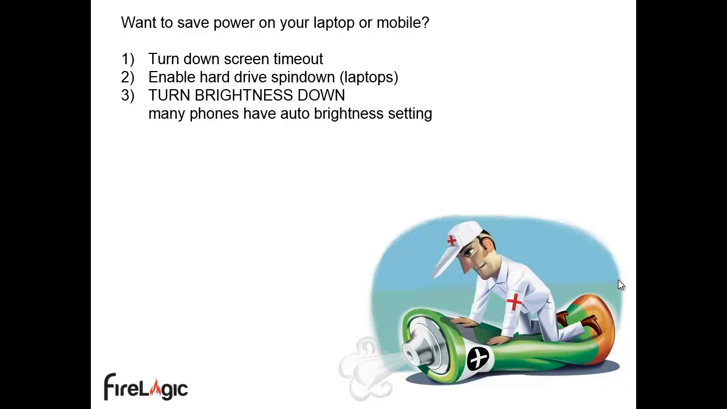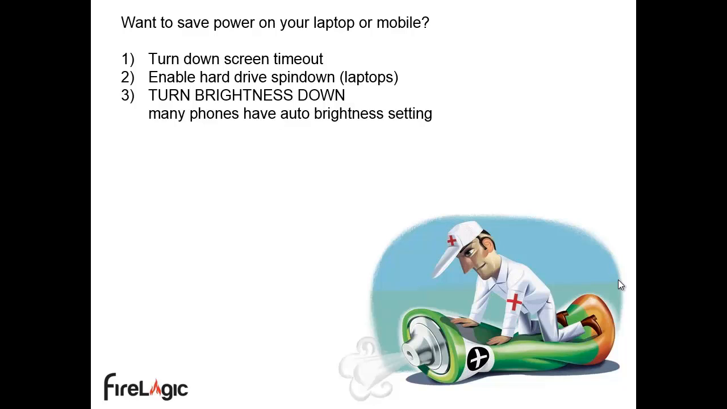Power on mobile devices and laptops. A few quick things I want to mention about this. A lot of people complain that their phones don't last long enough. Very simple things that you can do on your phone. Use the auto brightness setting. This is a setting that I have turned on my Windows phone, and Ted, you probably use this as well.